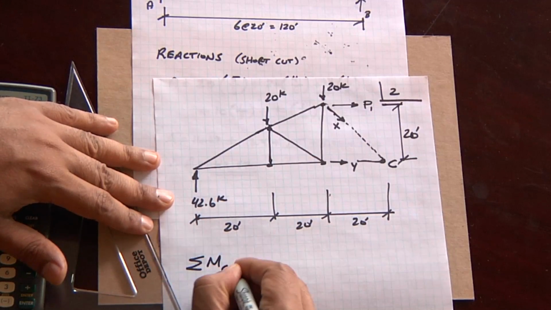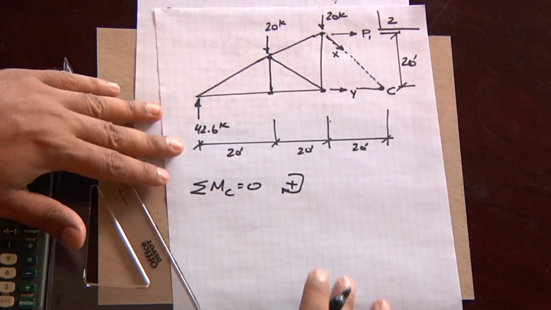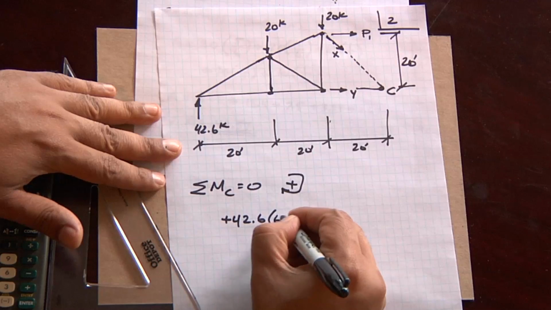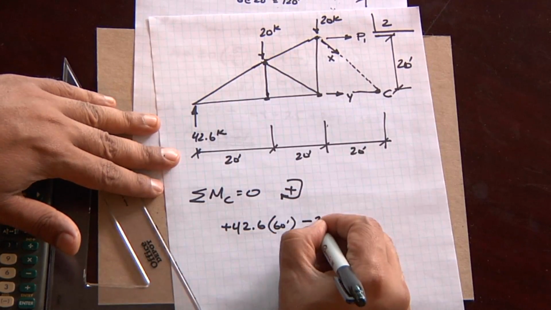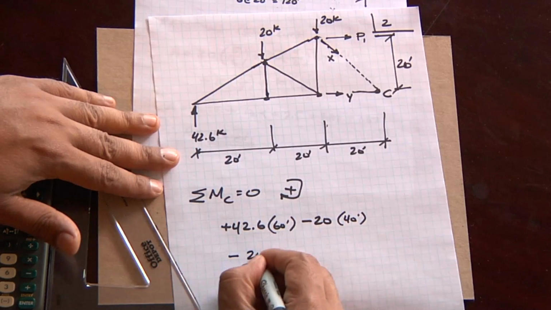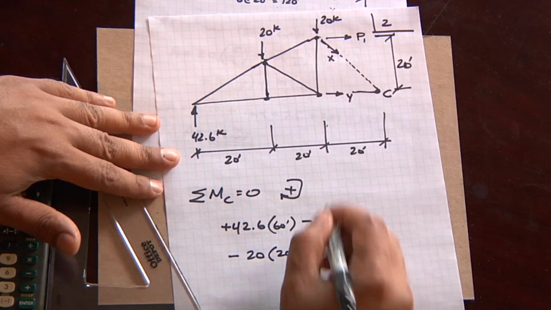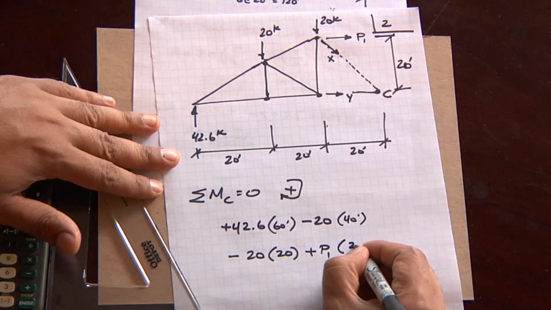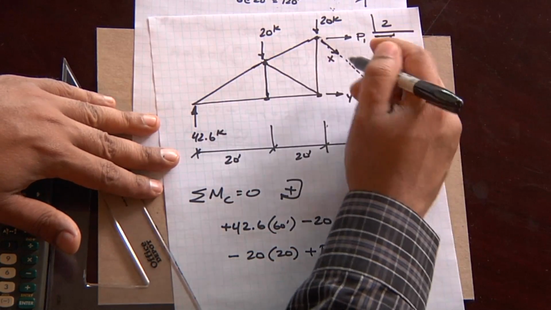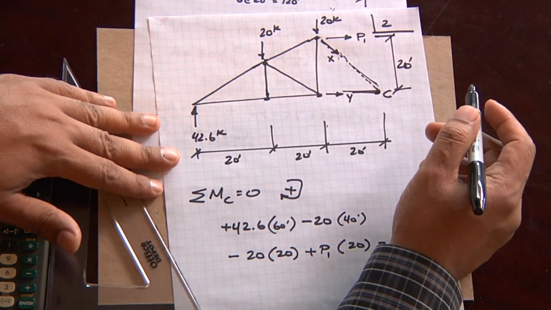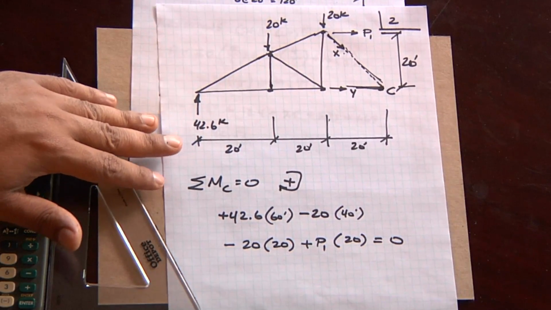So summing the moments about point C equal to 0, clockwise positive, I get plus 42.6 times 60, minus 20 times 40, minus 20 times 20, plus, because P1 is going clockwise, P1 times 20 must equal 0. These 2 unknowns cancel because they don't have a moment about point C. And so using that, we can now calculate what our numbers are.